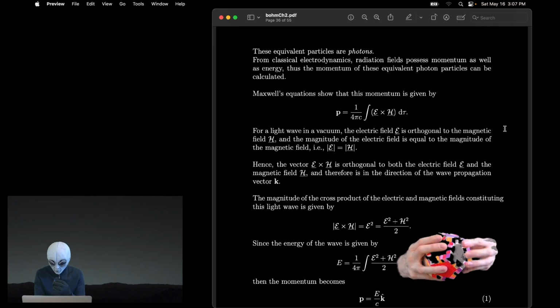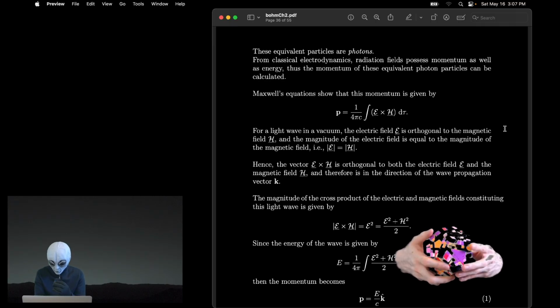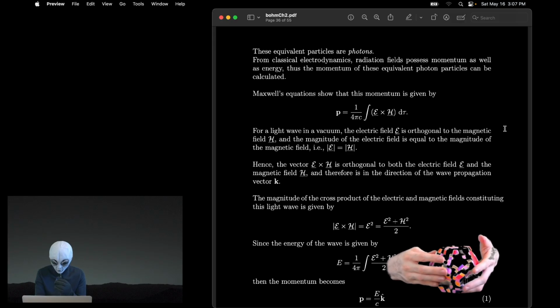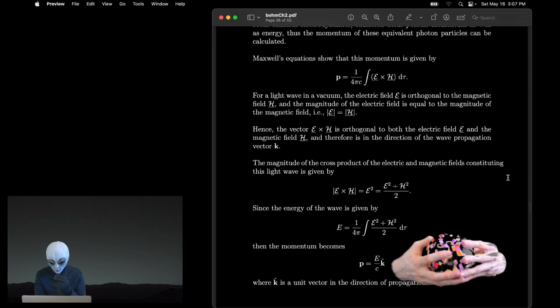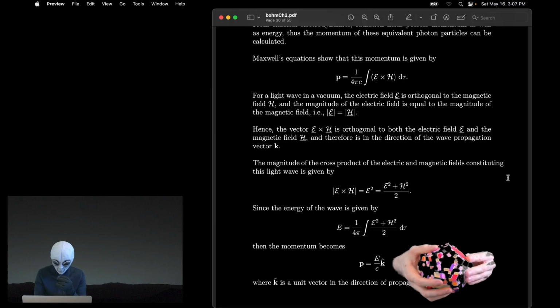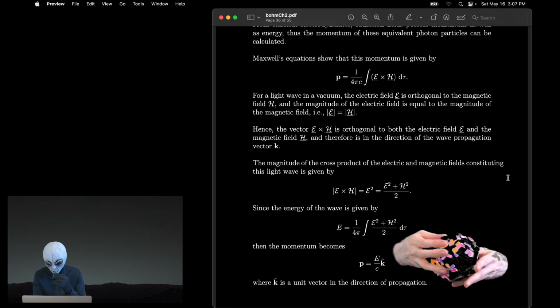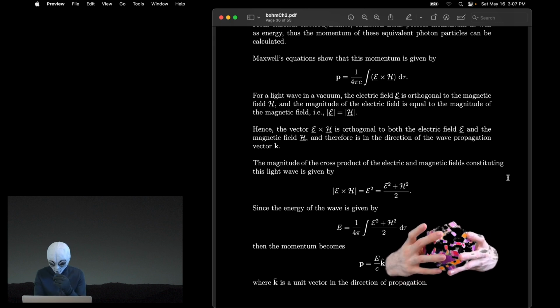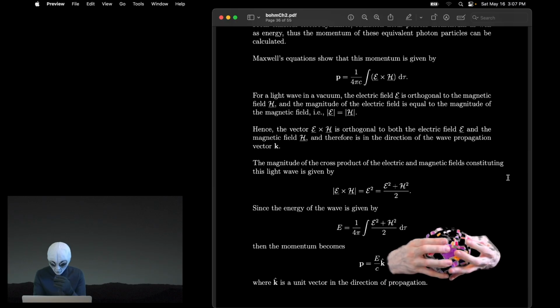From classical electrodynamics, radiation fields possess momentum as well as energy. Thus, the momentum of these equivalent photon particles can be calculated. Maxwell's equations show that this momentum is given by the vector p = 1/(4πc) times the integral of the cross product between the electric and magnetic fields, E × H, dτ.